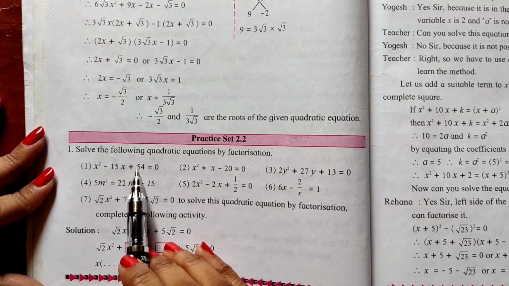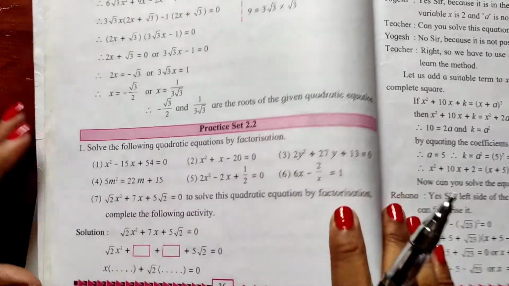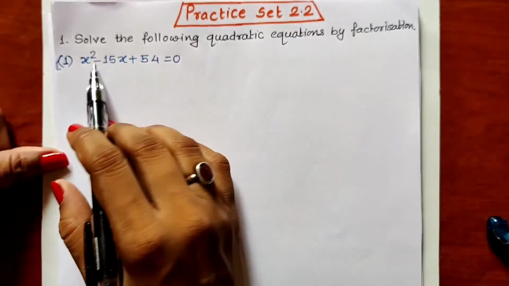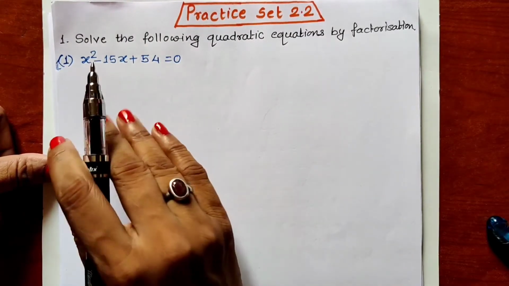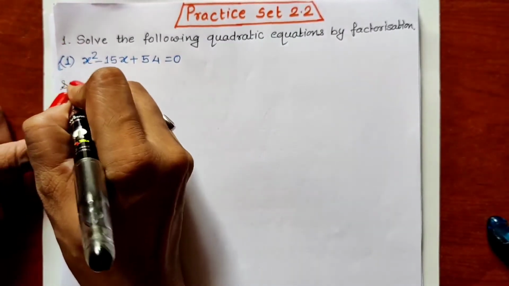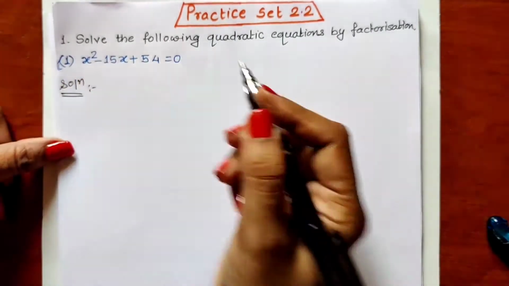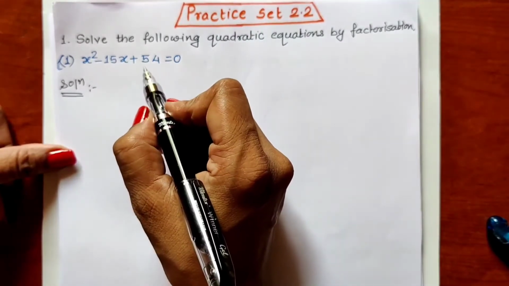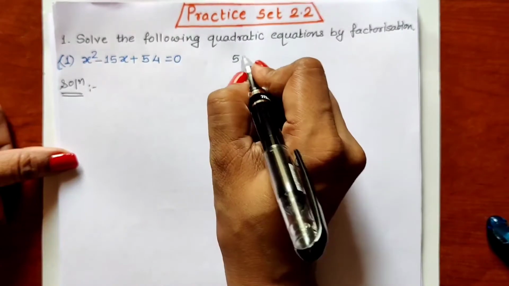x square minus 15x plus 54. In this equation we can see a quadratic trinomial or quadratic polynomial on the left hand side, and we all know how to solve this sum because we have been solving it from 8th standard. We have solved it in 9th standard also. So we will have to find out the two factors of the constant term 54.